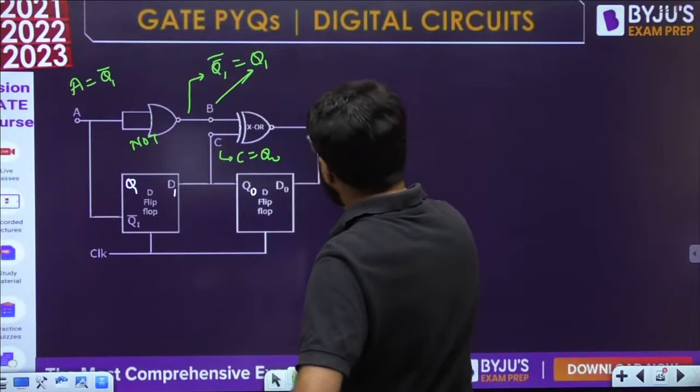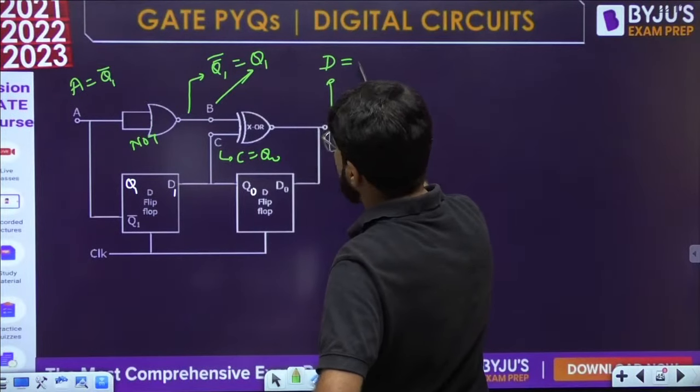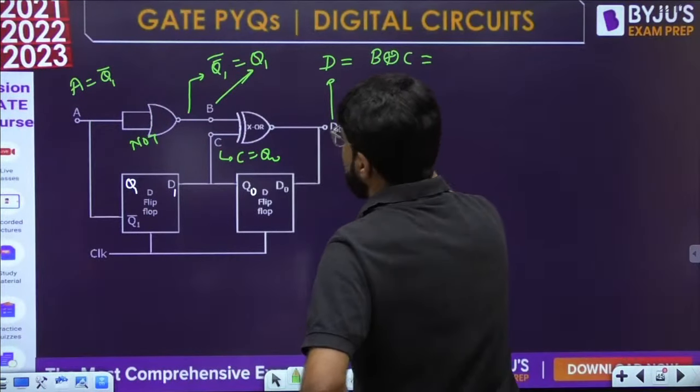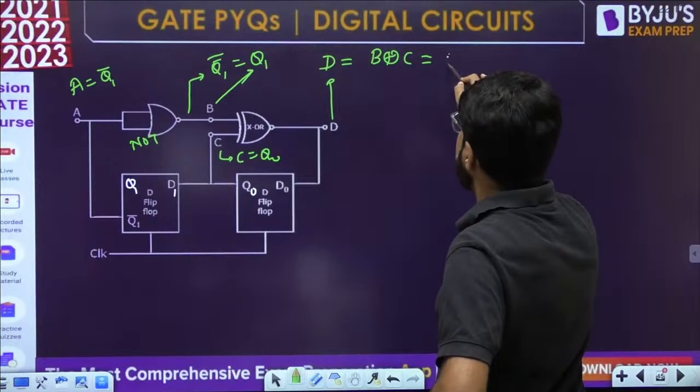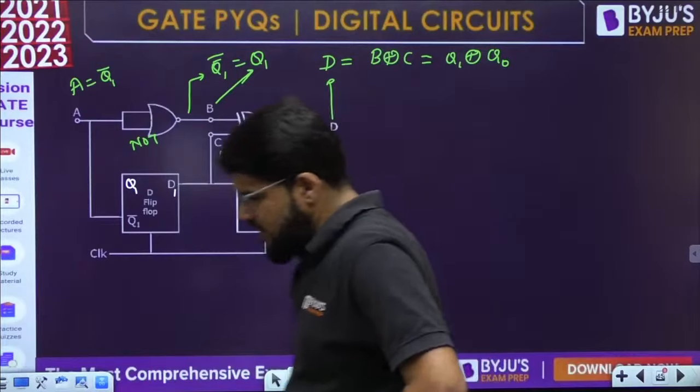And what is there at D? It is the XOR of B and C. Matlab, B is Q1 and C is Q0. It is the XOR of these two bits.